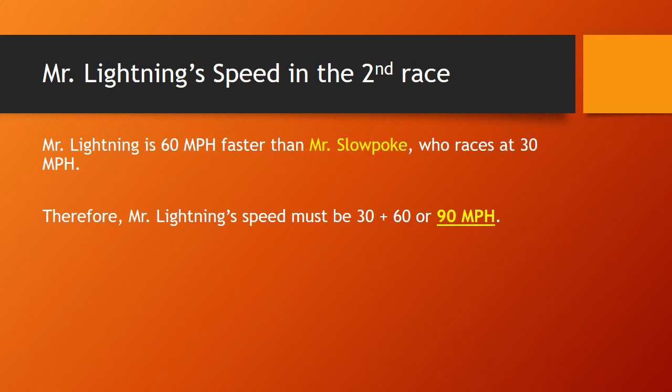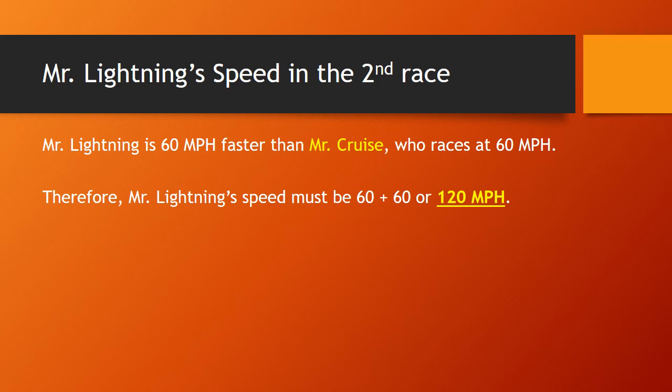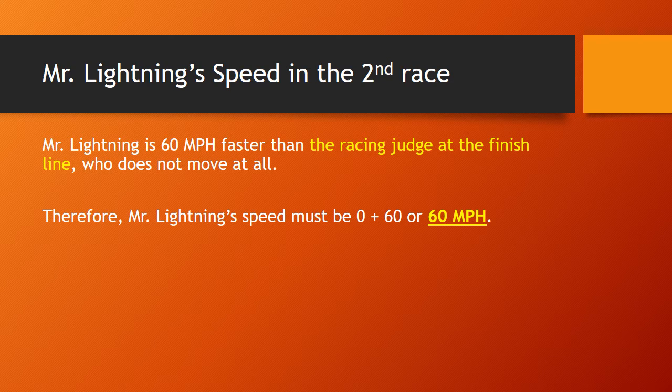So we sort of figure that Mr. Lightning's car must go at maybe 90 miles an hour. But he's also 60 miles an hour faster than Mr. Cruz, so his speed, well, I guess must be 120 miles an hour. And he's also 60 miles an hour faster than Mr. Speedy, or 90 plus 60, or 150 miles an hour. And finally, he's 60 miles an hour faster than the judge sitting by the finish line, or, since the judge isn't moving at all, 60 miles an hour.